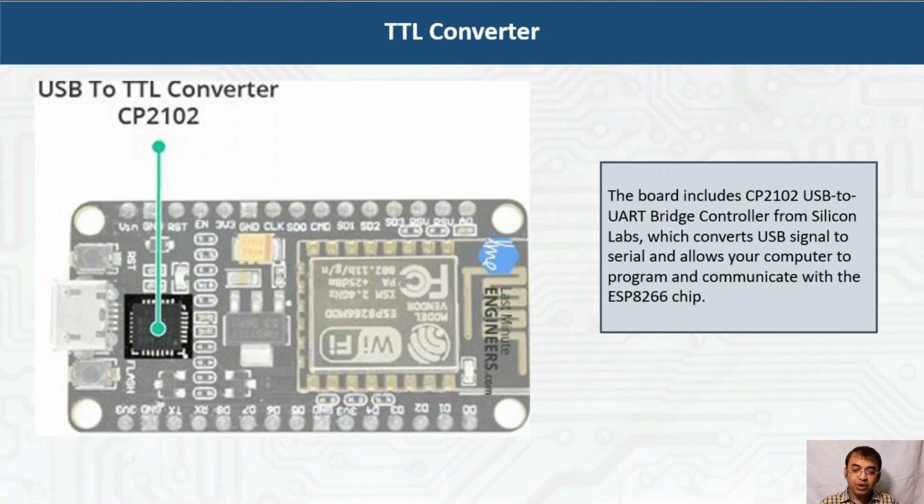This is the USB to TTL converter CP2102. You can see it in the picture. The board includes the CP2102 ESP to UART bridge controller from Silicon Labs, which converts USB signal to serial and allows your computer to program and communicate with the ESP8266 chip.